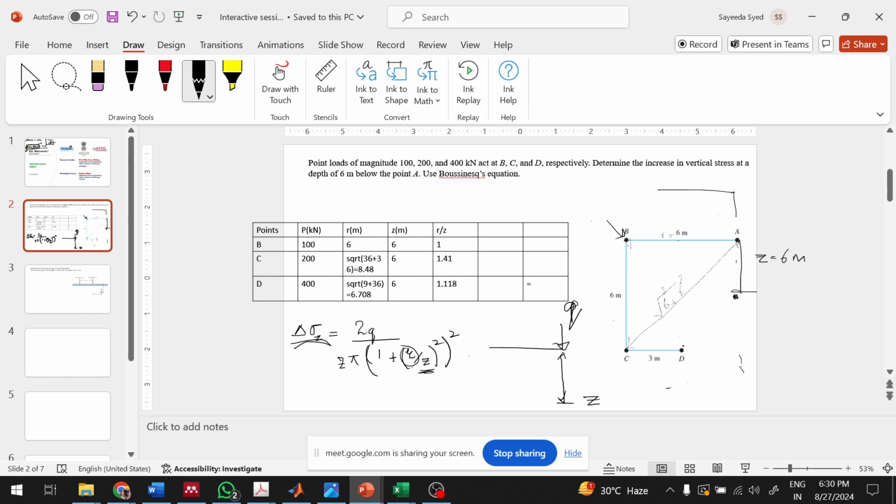And then for D, if I take a perpendicular here, I need this radial distance and this radial distance, isn't it? So I take this as a right angle triangle, and this will be the square root of 3 square plus 6 square. And that is what we calculated. We calculated the r values, and we know the z values. We calculated the r by z value. Now we will calculate the sigma z for each point. Okay.